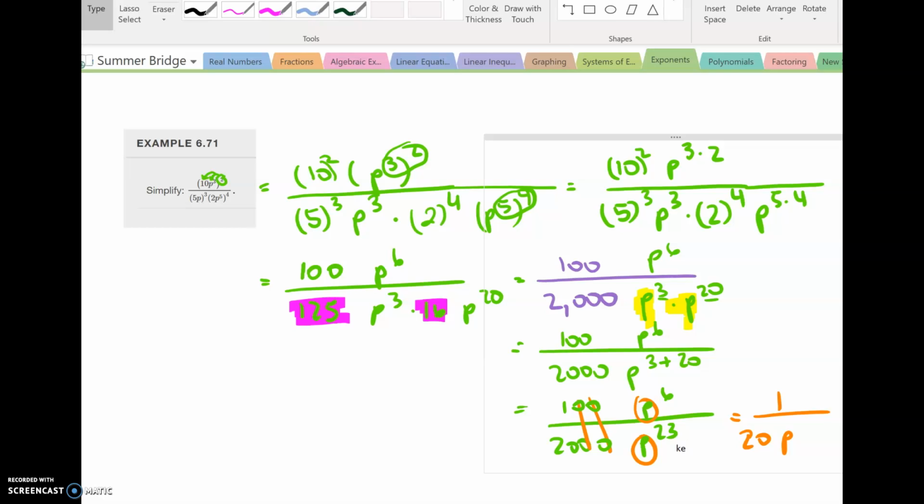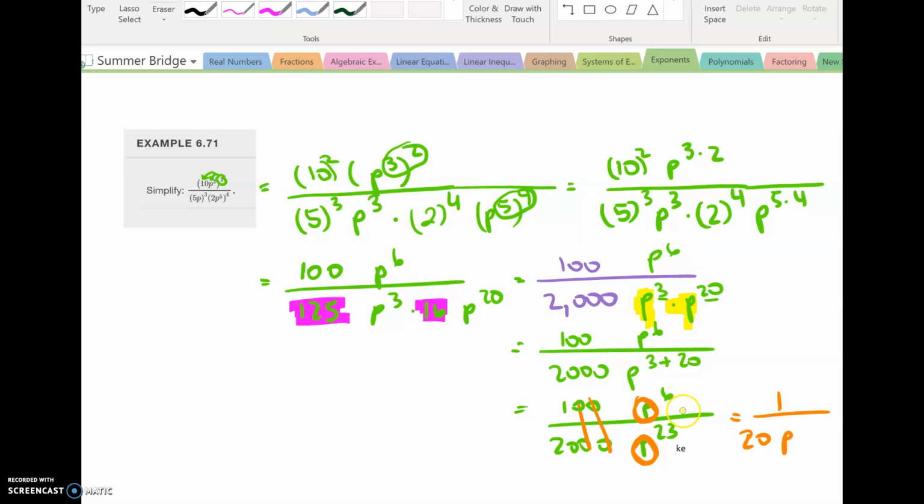Okay, so we were finishing up this last one, and we noticed that the p's were the same, the bases were the same. So we're going to use the quotient rule to simplify this last example.